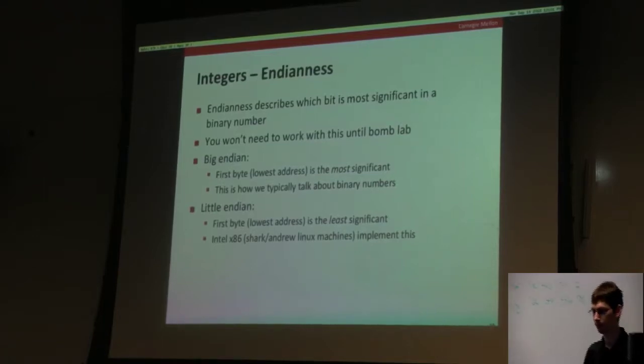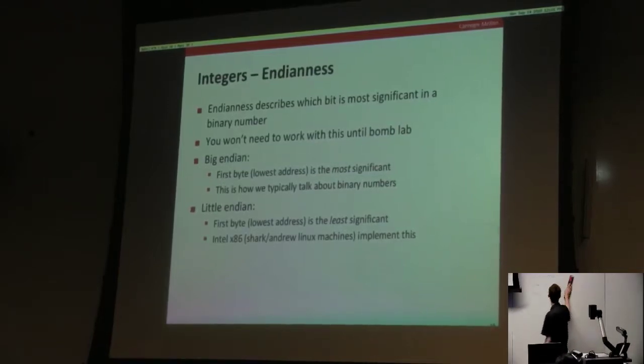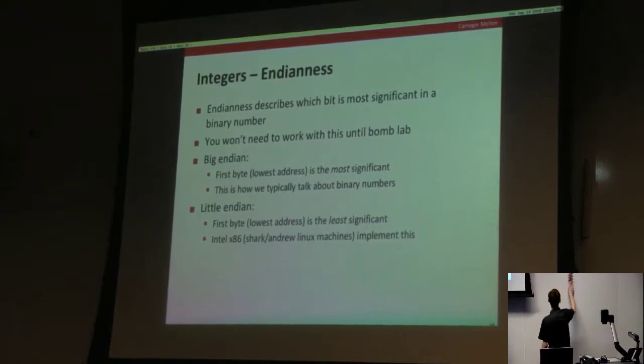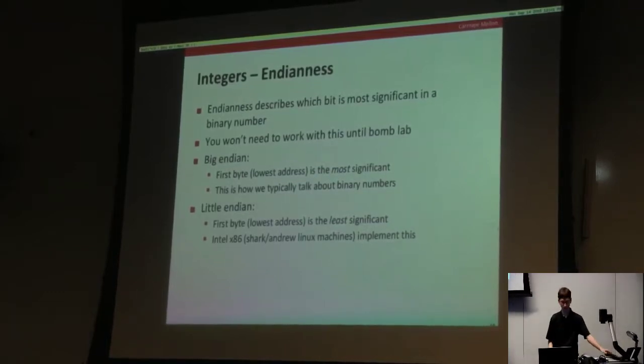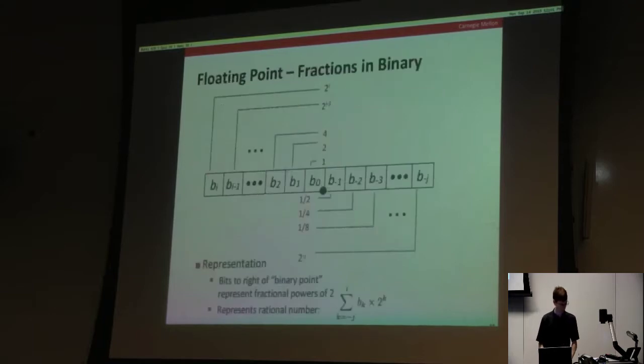Everyone's good? Okay. So then, another thing we have to talk about is floating point. So floating point numbers are quite a bit more complicated than just integers. Integers are great. Integers, they're discrete.